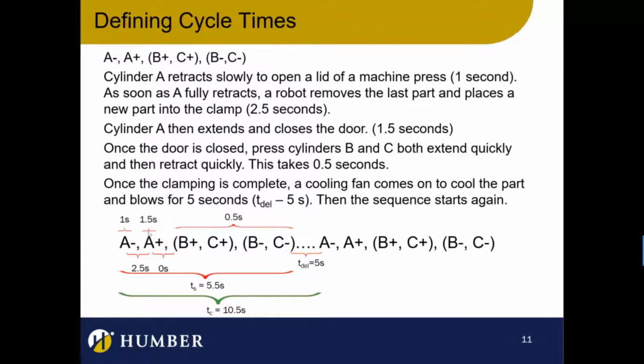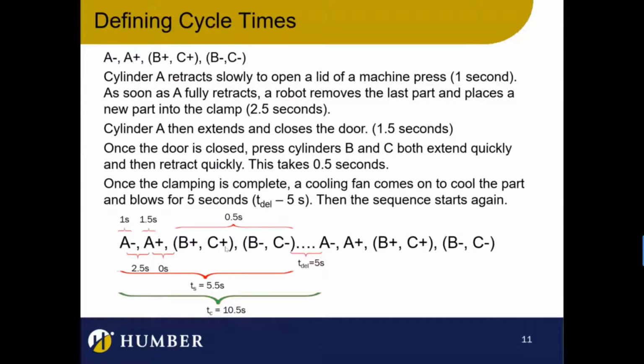Now, once the door is closed, I press cylinder B and C, okay? So it looks like there's 2 press cylinders, maybe from either side, to really press hard, extend quickly, so just bam, they extend really quickly, and then they retract, okay? So bam, bam. All right, well, there you go. And that whole process takes 5 seconds. So we can write that down. This happens and this happens in 0.5 seconds. So just in half a second.